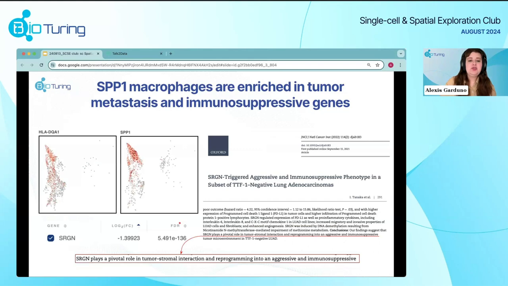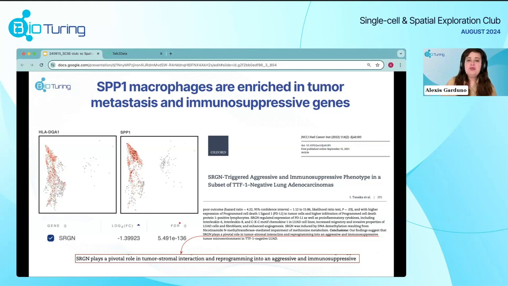So if we go into this final other marker that we see that has potential in this cluster, this SRGN target has been shown to play a role in the tumor stromal interaction and how it's able to reprogram the aggressive immunosuppressive tumor microenvironment. And this has been specifically shown in lung cancer as well. So these are other insights that we can gather and how this has a pivotal role in the interaction of the tumor stromal environment.